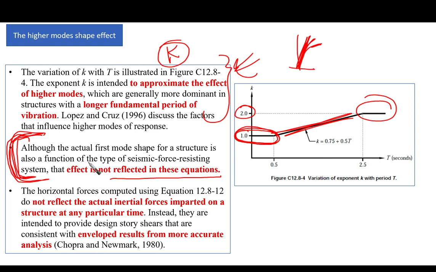the shear force. The horizontal forces computed using equation 12 do not reflect the actual inertia forces imparted on a structure at any particular time. Instead, they are intended to provide design story shears that are consistent with enveloped results from more accurate analysis. That's a very important concept. The equation does not give us the inertia force at a specific time, as some people might understand or view it. This is not right. It's only an envelope, consistent with enveloped results from more accurate analysis for buildings in California, as we said.